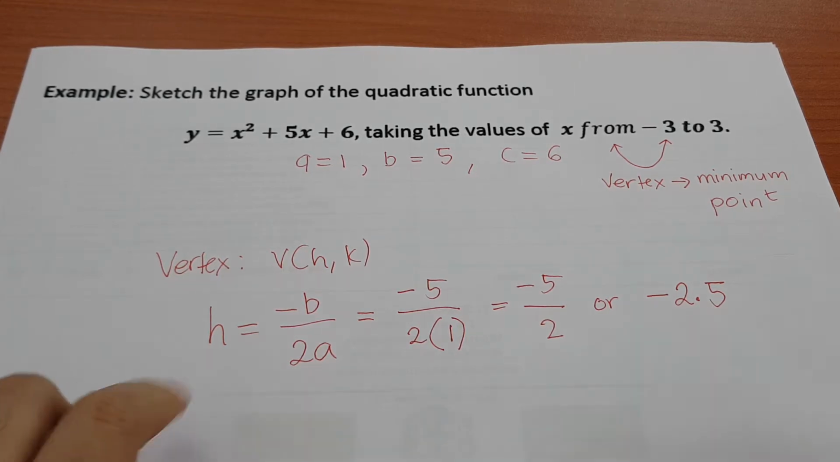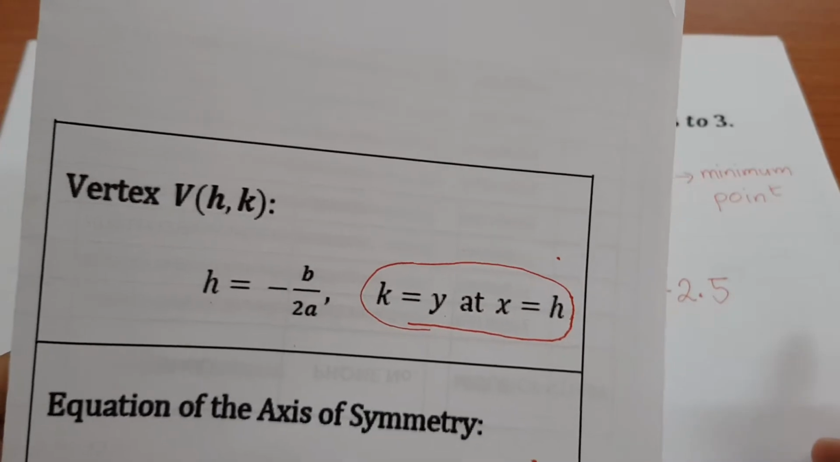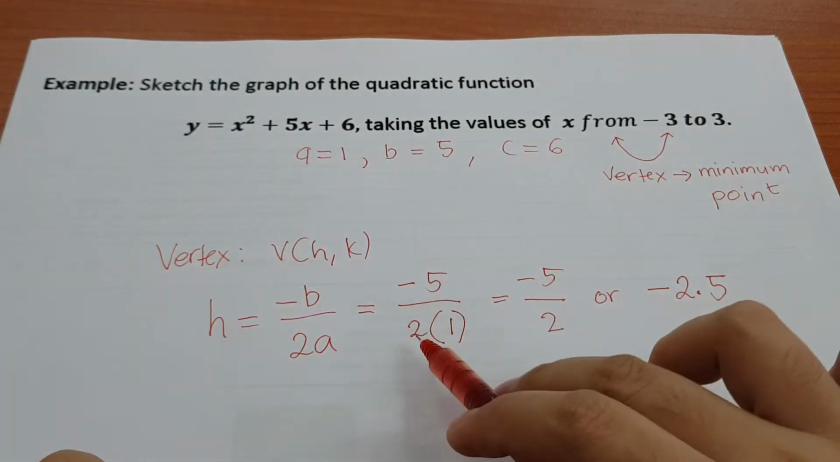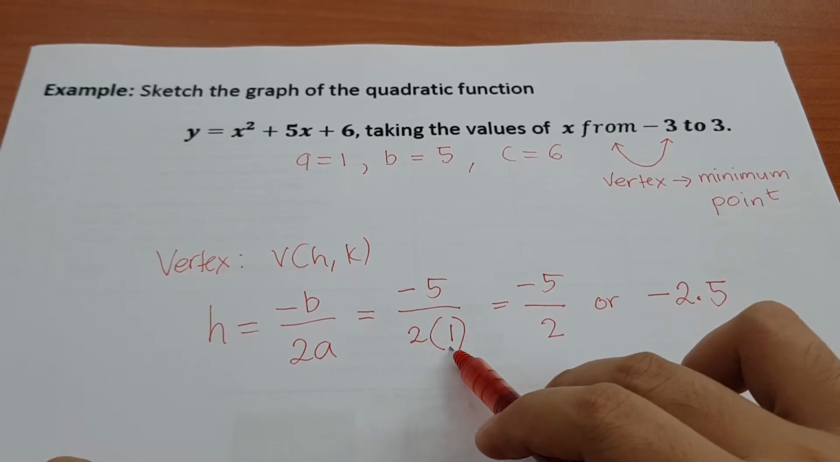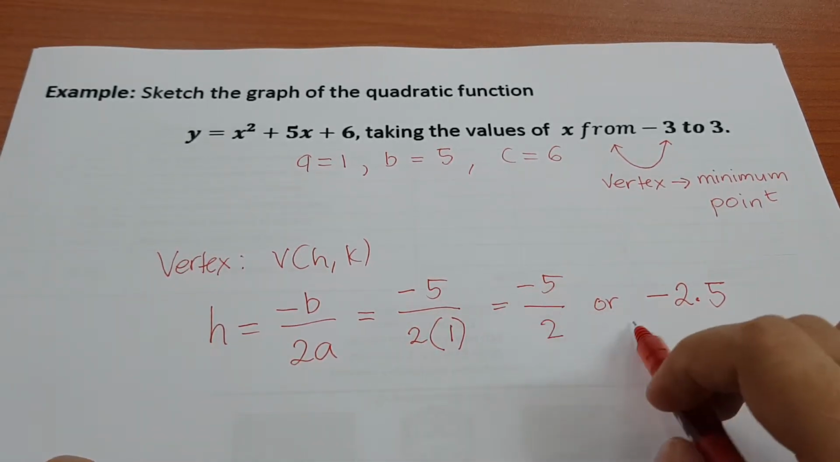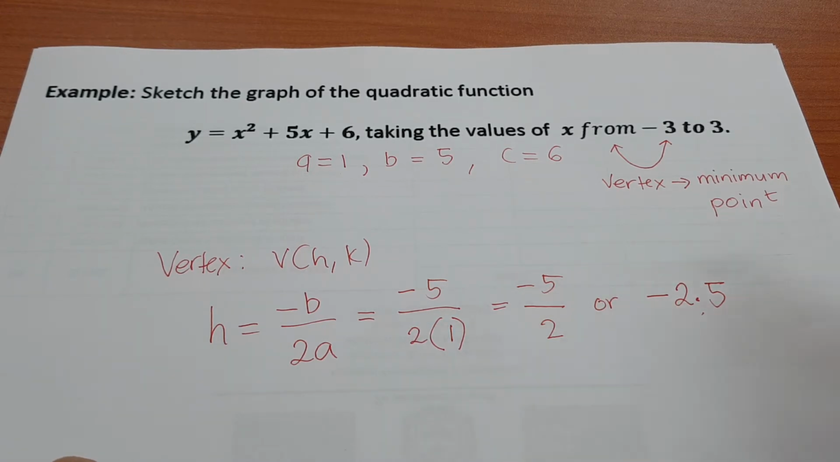Again, the formula for h is minus b over 2a. The value of your b is 5, so minus 5 over 2 times a, which is 1. Minus 5 over 2 times 1 is 2, so h is either minus 5 over 2 or minus 2.5.